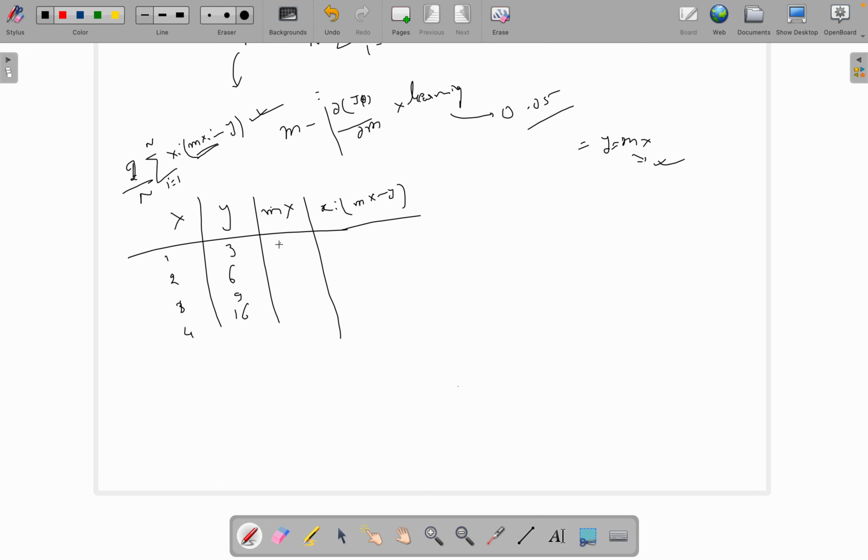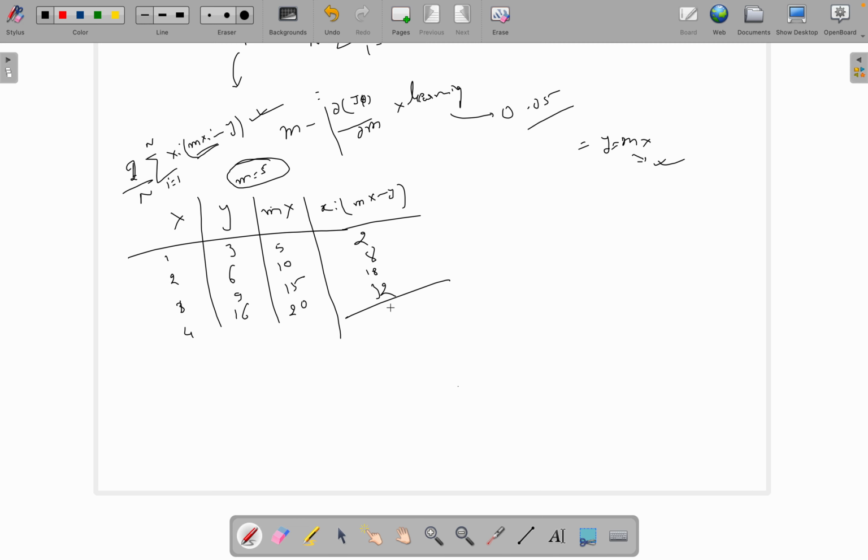Let's start with m equals 5. So m will be 5, then m into x: 5 into 2 is 10, 5 into 3 is 15, 5 into 4 is 20. Then mx minus y: 2, 2 into 1 is 2, 10 minus 6 is 4, 4 into 2 is 8. Similarly this is 18 and this is 32.